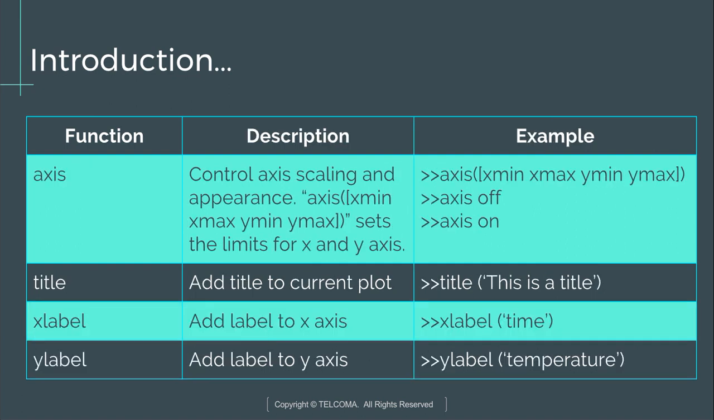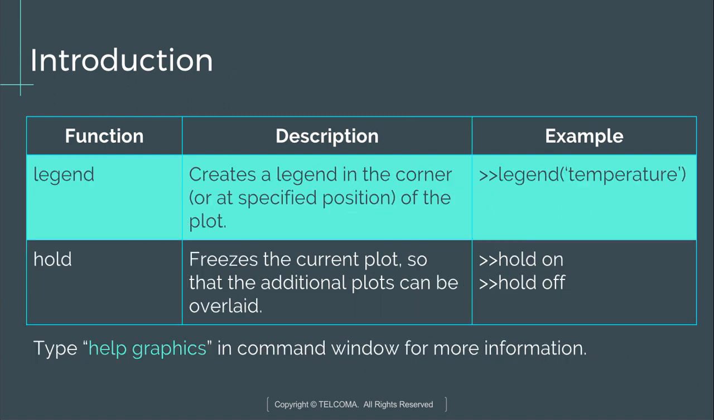Next is axis. This controls axis scaling and appearance. When we write axis with xmin, xmax, ymin, ymax, this will set the limits for the x and y axis. Next is title. This will add a title to the current plot. Then xlabel to add a label to the x axis and ylabel to add a label to the y axis.